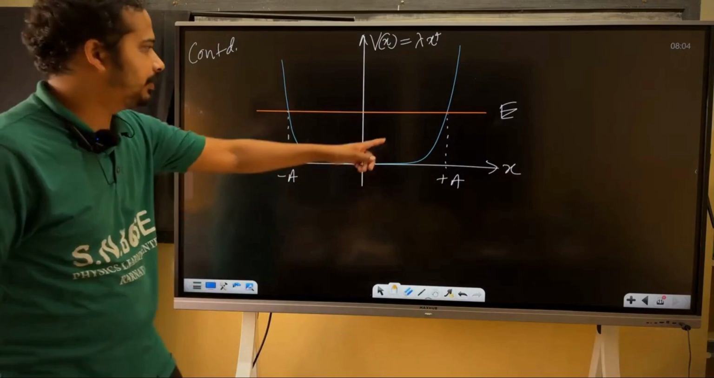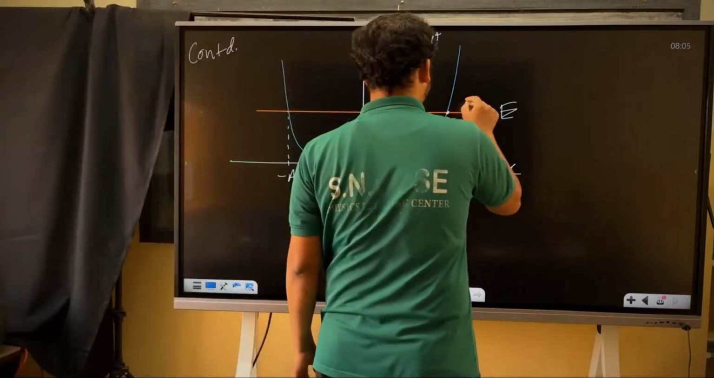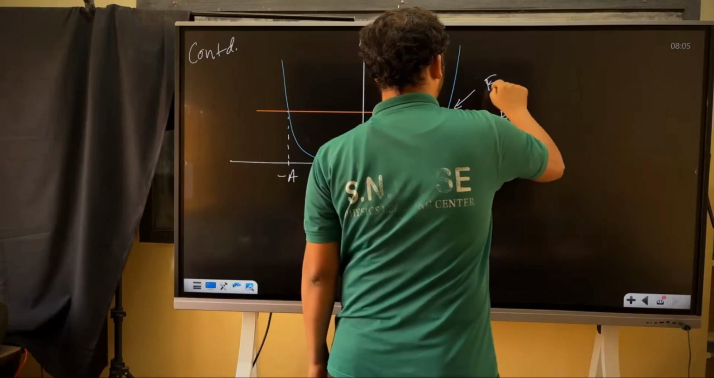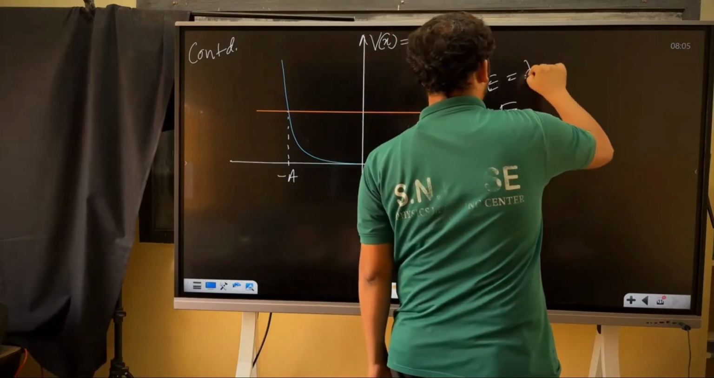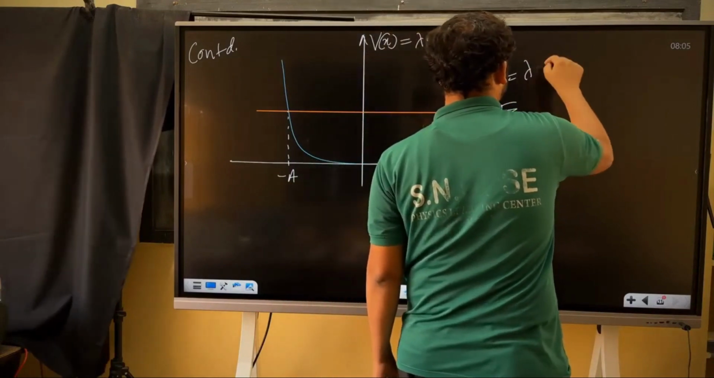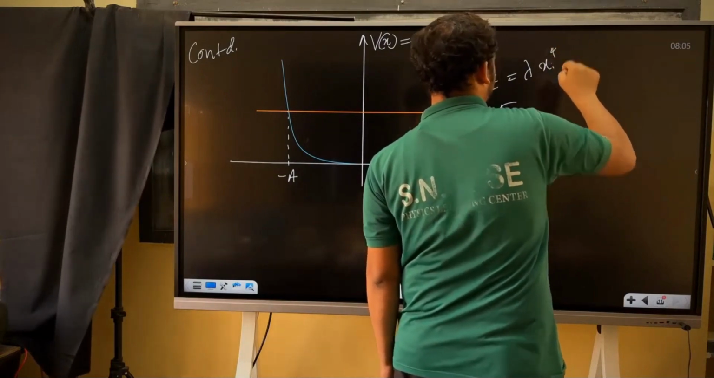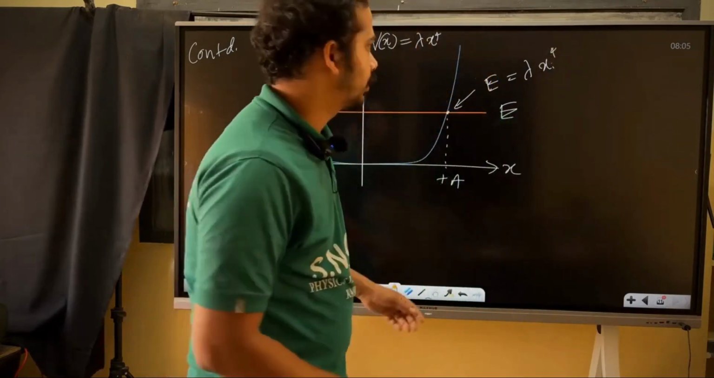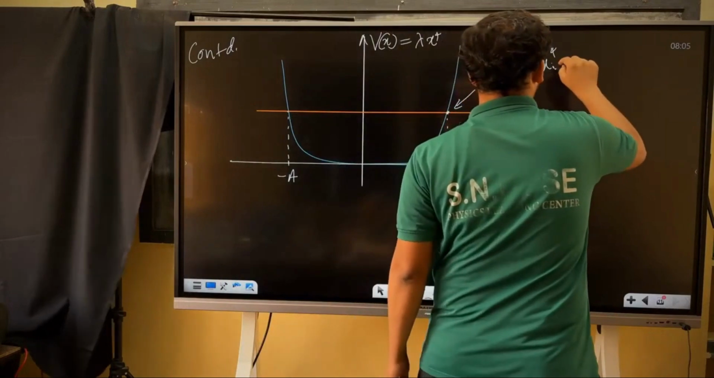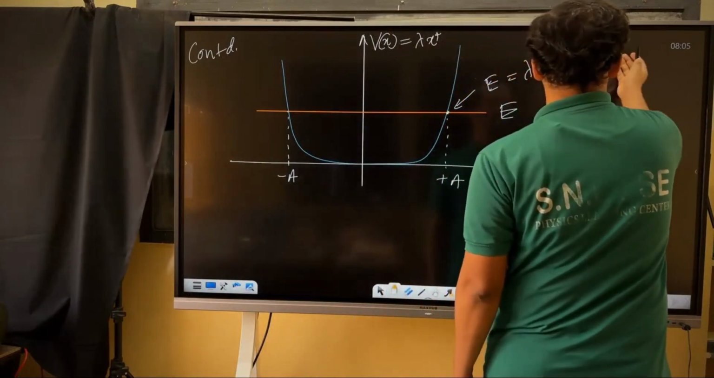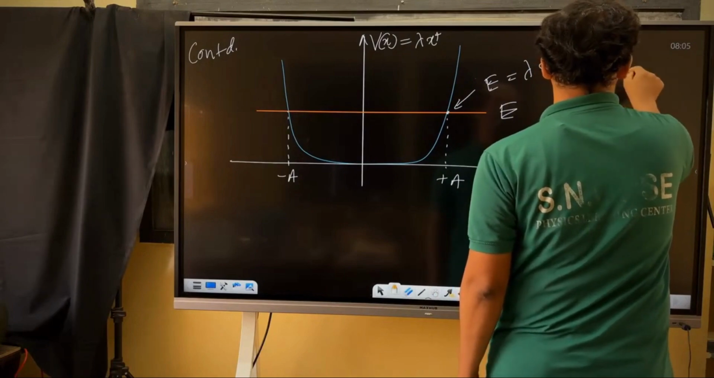How do you find this point? At this point, E is equal to lambda A raised to 4 or something, can I write? Or lambda x naught raised to 4 or something, can I write like this? So now what is that x naught? From this, what you can solve for x naught?